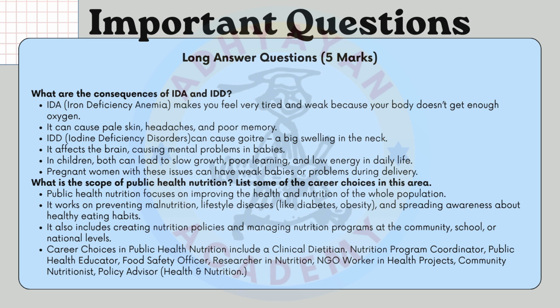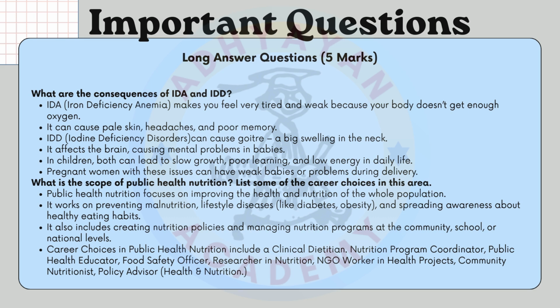Long answer questions, 5 marks. What are the consequences of IDA and IDD? IDA or iron deficiency anemia makes you feel very tired and weak because your body doesn't get enough oxygen. It can cause pale skin, headaches, and poor memory.